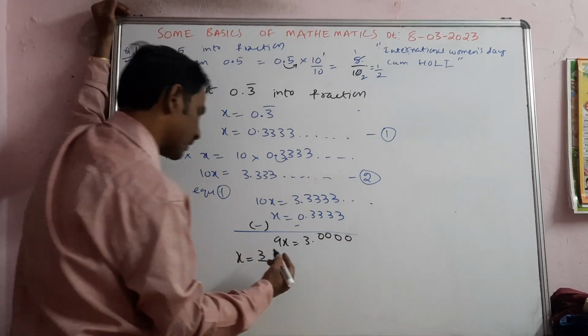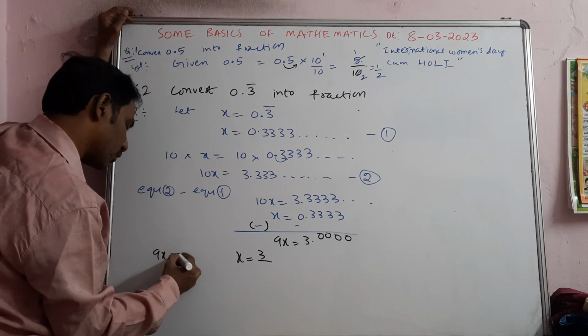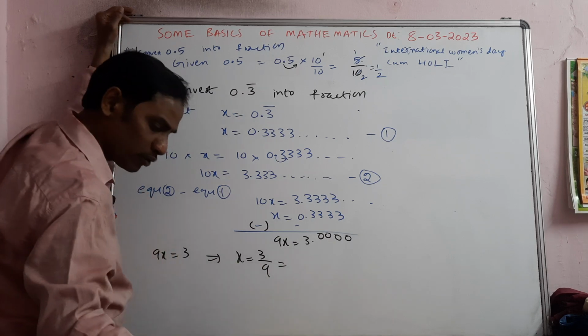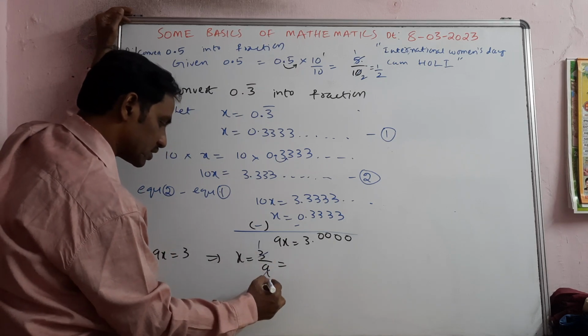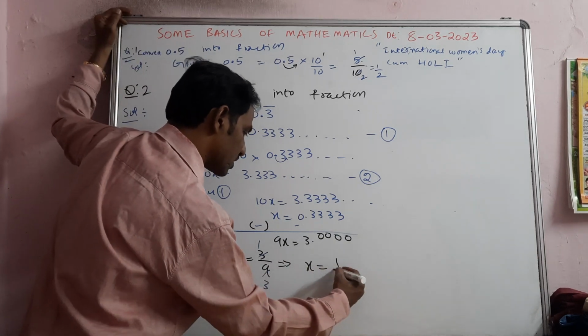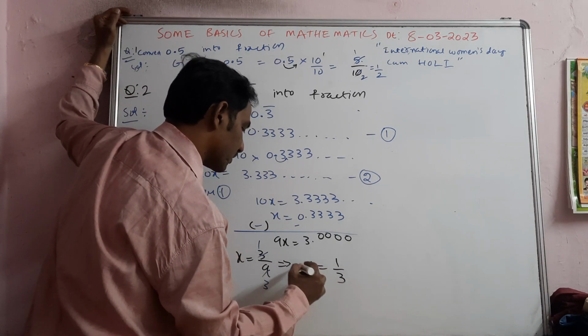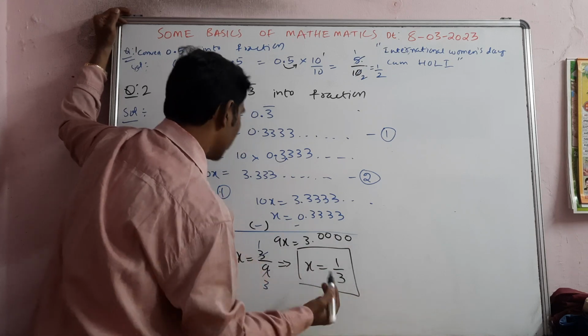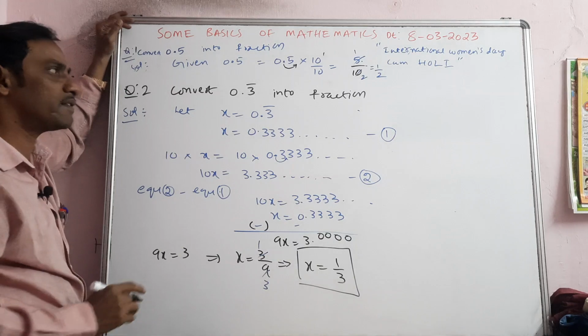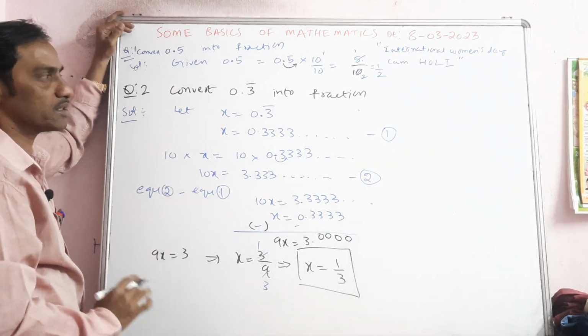Generally you write 9x = 3, so x = 3 by 9. Now you can cancel: 3 ones are 3, 3 threes are 9. So it will be 1 by 3. My students are very intelligent, they are saying the answer correctly. Therefore the fraction form of 0.3 bar is x = 1 by 3. That's it.